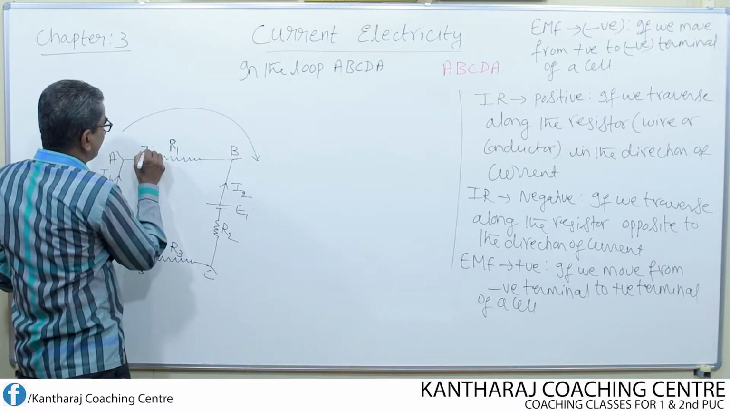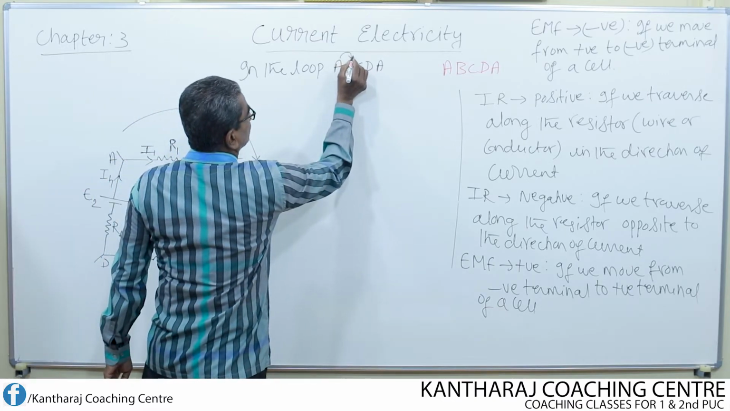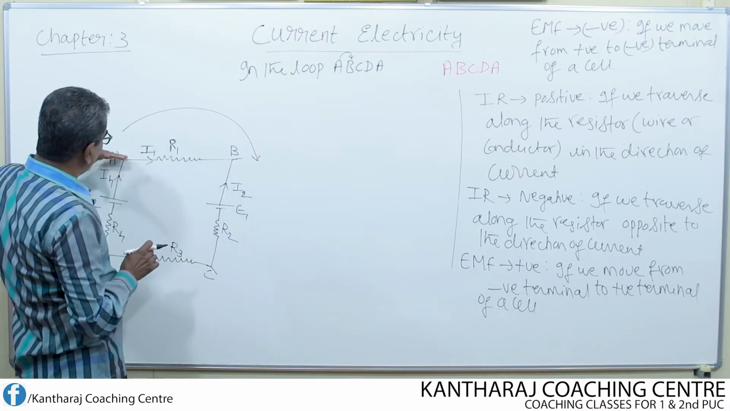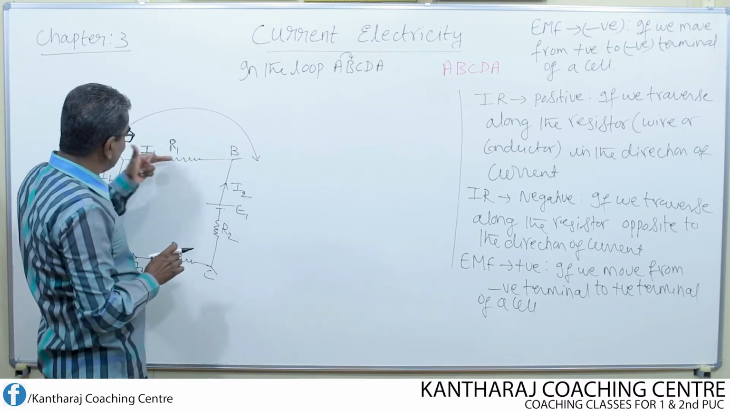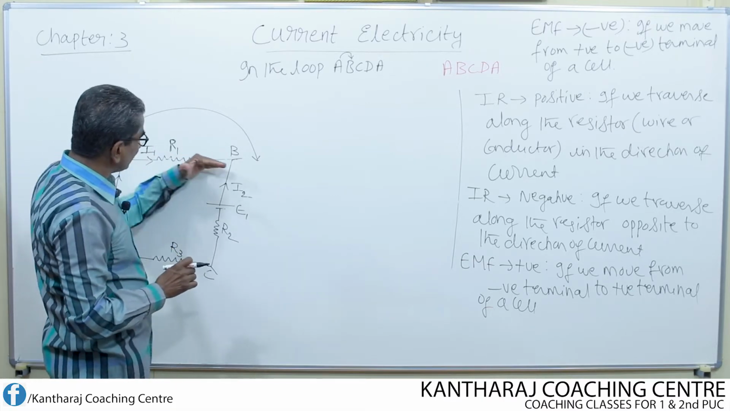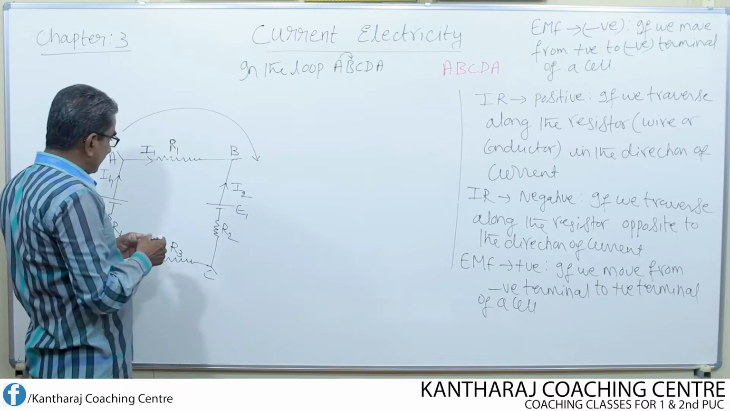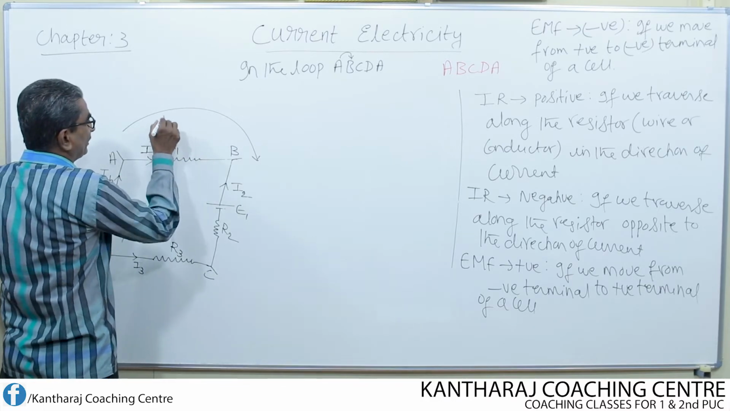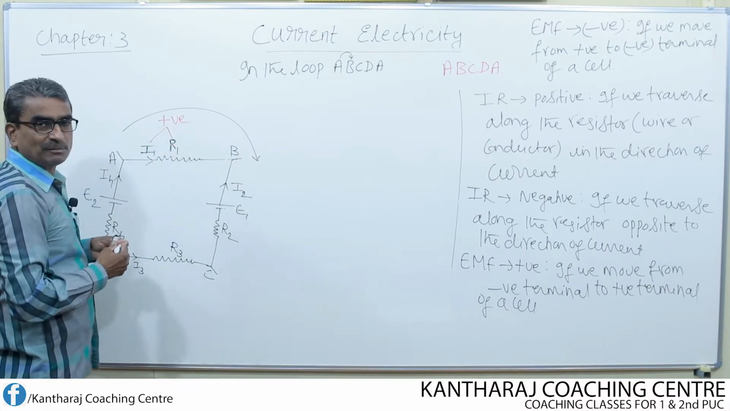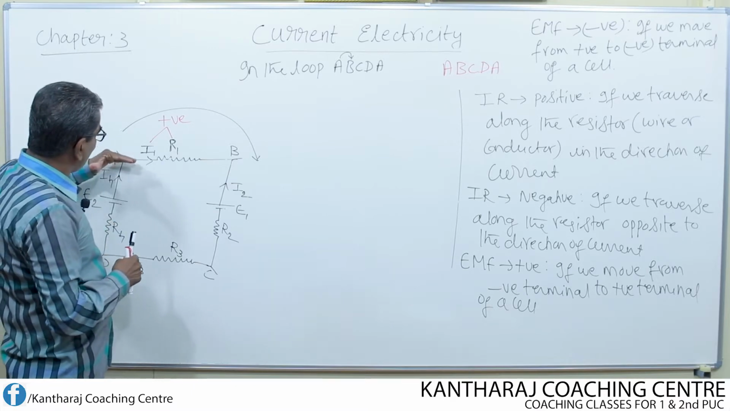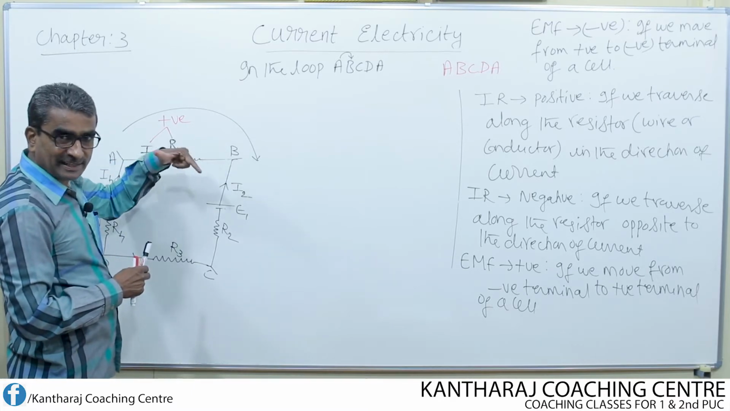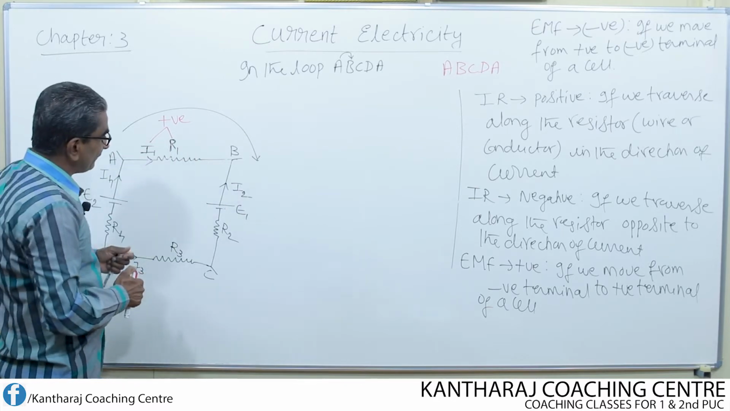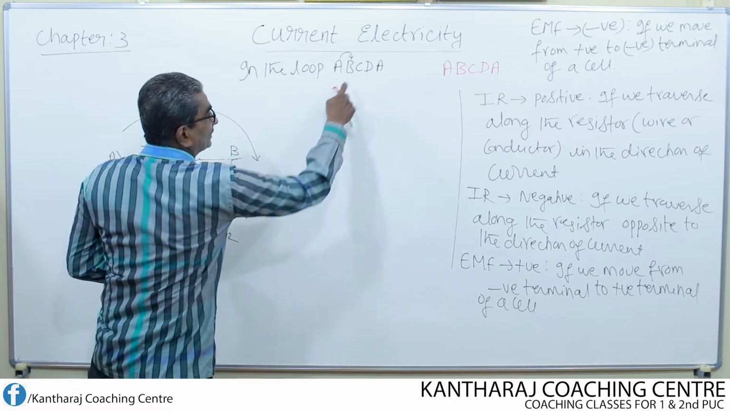Start from A and go to B. A to B I am moving, that means I am traveling all along the resistor, and in this branch AB the current is also in the same direction. Therefore, this IR product now becomes positive. Why is it positive? Because I am moving all along the resistor and in the same direction current is also flowing, therefore IR product is positive.